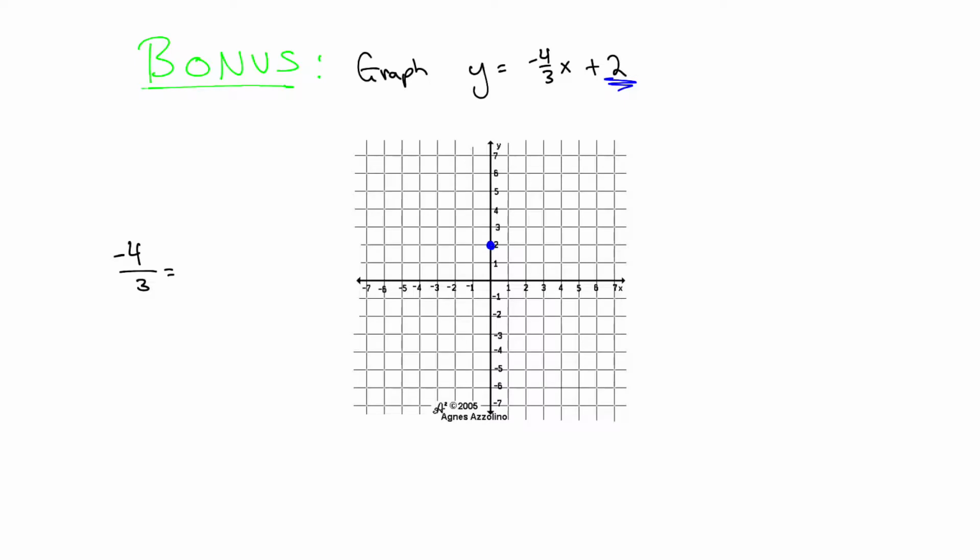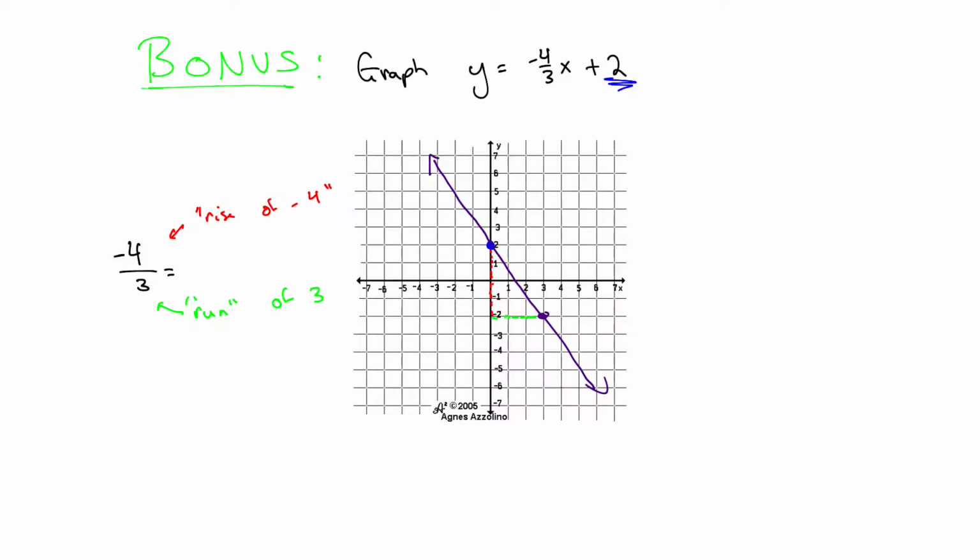And so this means a quote-unquote rise of negative 4 and a quote-unquote run of positive 3. So our rise is negative, which means we're going to go down, and our run is positive, which means we're going to go to the right. So down 4, 1, 2, 3, 4, and over 3, 1, 2, 3. And we'll plot our second point, which is right here. And then we'll connect the 2 points to form a line.